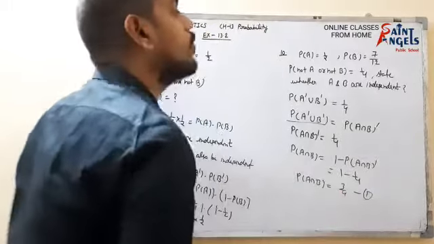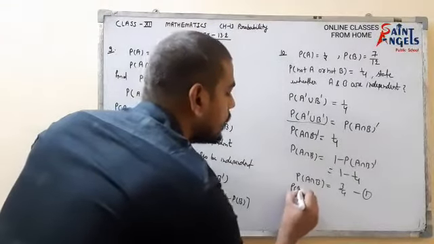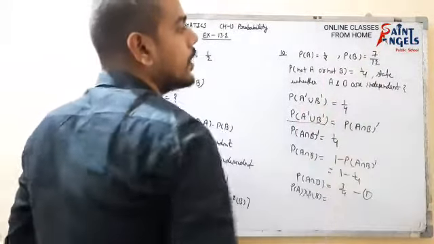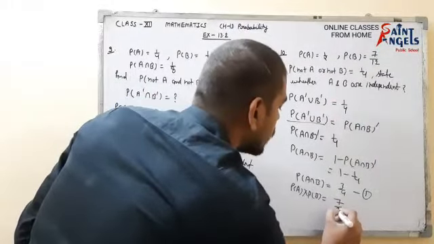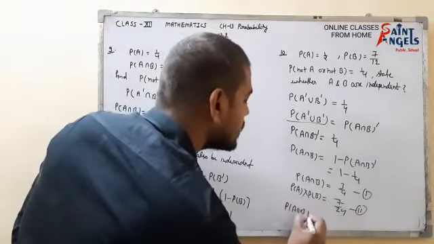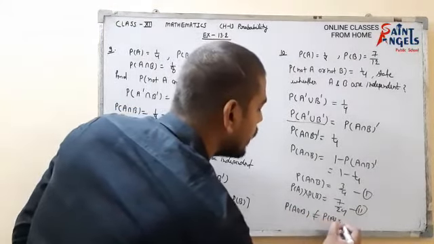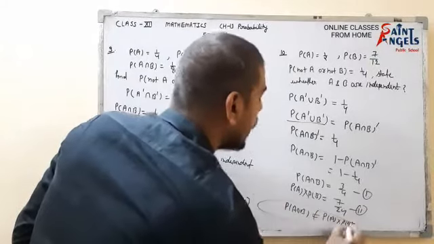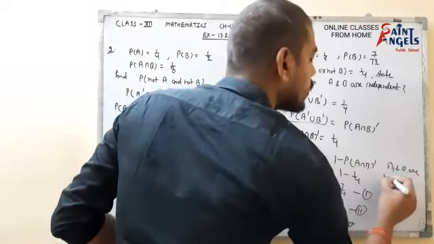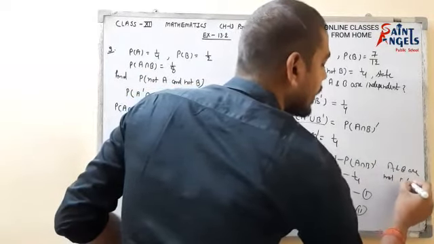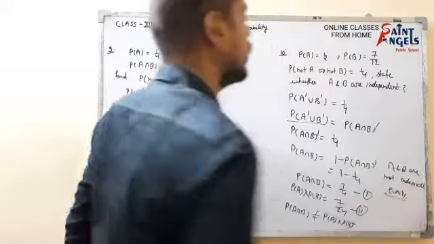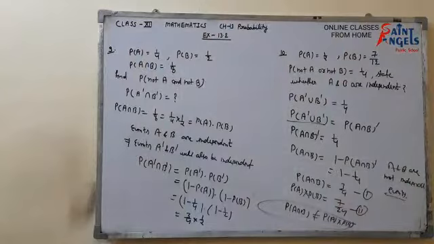This is equation number one. Now find P(A) into P(B). That would be equal to 1 by 2 into 7 by 12, so that would be 7 by 24. And clearly P(A intersection B) is not equal to P(A) into P(B). Hence A and B are not independent events. Okay students, I hope it's clear. Now please pause the video and note it down.